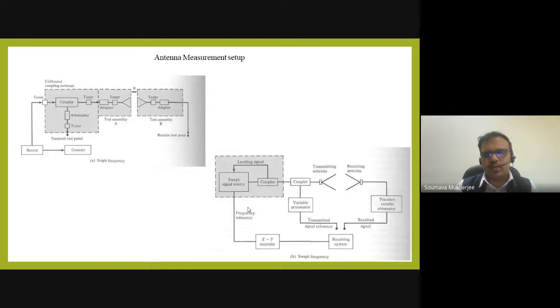Okay, so these are the block diagrams for different combinations. For example, there can be a single frequency, where only at a single frequency you can measure. There can be a swept signal where you can measure multiple frequencies simultaneously for this gain. So all these things are there, but the basic block diagram remains the same. Only additional components you have to add.